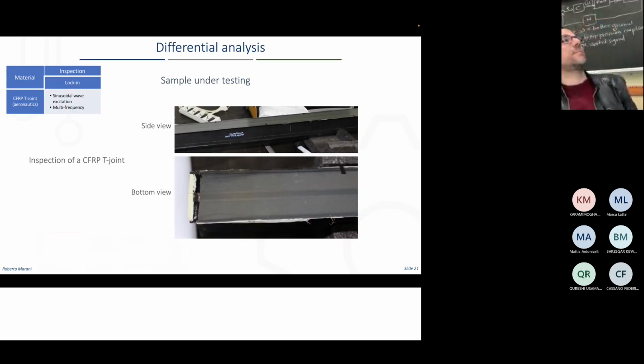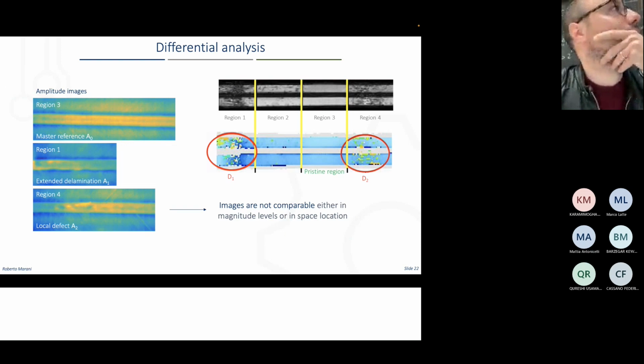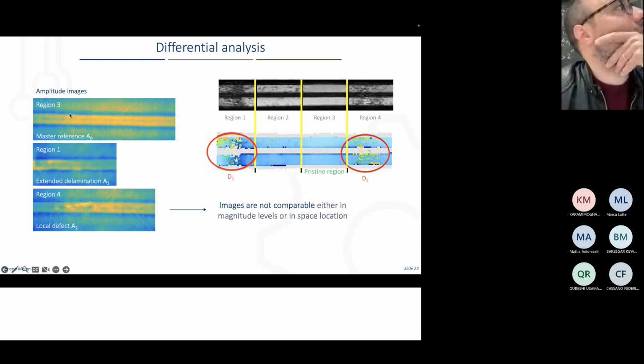So differential analysis. As I told you before, we have used this T-joint for differential analysis. Why? Because we have a region that was certified, let's say, by an expert as a master region, a pristine region, so completely homogeneous without any problem, any defect inside. So of course, in mass production, you can obtain a master object. That would be, for example, a CAD, or also an inspection of something that is surely homogeneous. And so this is information that you probably have in mass production. The idea here was, as I said, to take this as a reference.